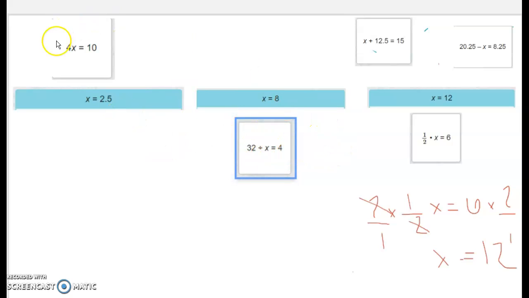So you can tell that you basically just need to solve these problems, or also just plug in or substitute these numbers for the variables to see if it works.